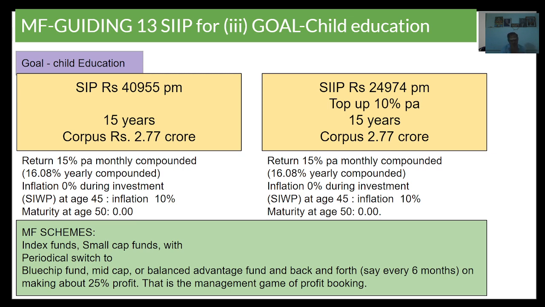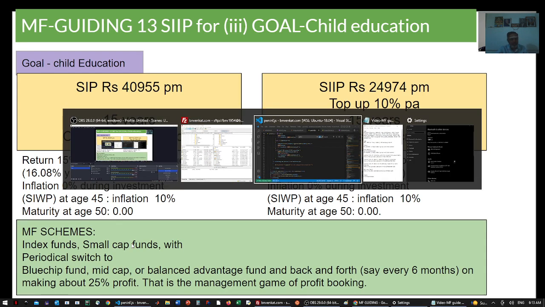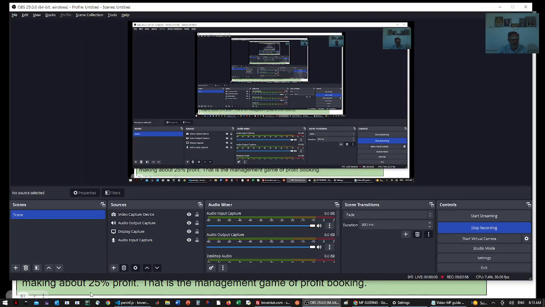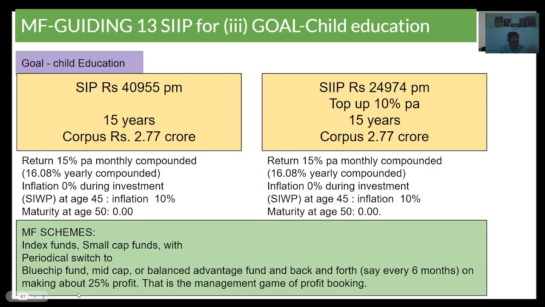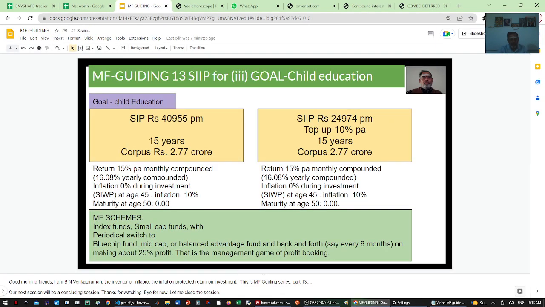Here the return is 15% per annum, monthly compounded, is assumed, or 16.08% yearly compounded. Inflation is 10%. I will correct it here. Inflation is 10% during the investment, and during SIWP, systematic withdrawal plan, at the age of 45.